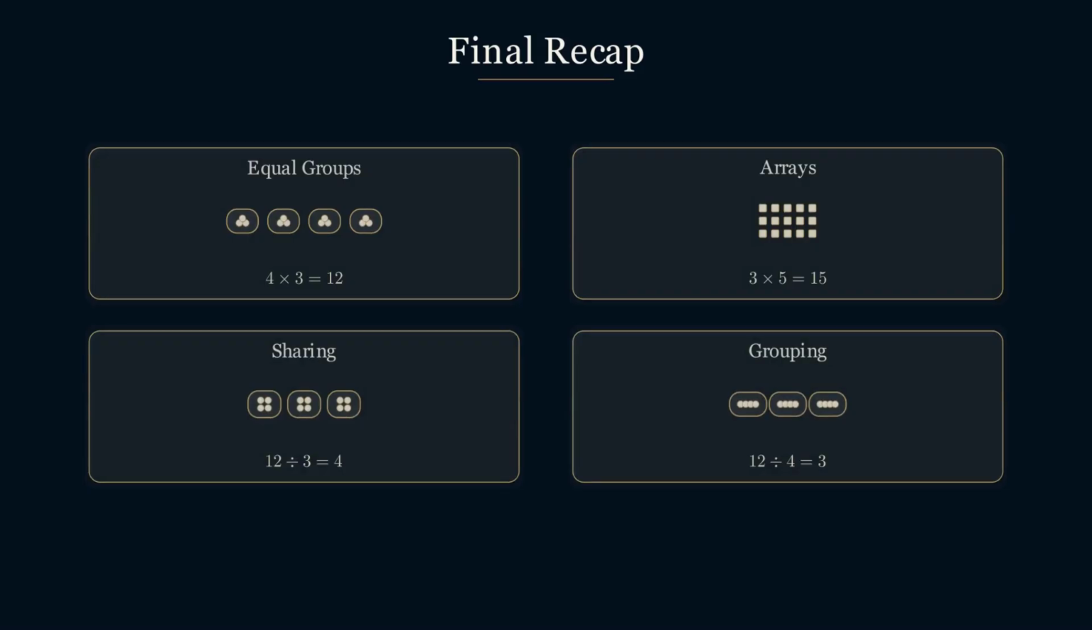Finally, bring the ideas together. Equal groups show 4 groups of 3 making 12. Arrays show rows and columns making the same total. Sharing shows 12 divided into 3 equal groups, with 4 in each group. Grouping shows 12 divided into groups of 4, making 3 groups.